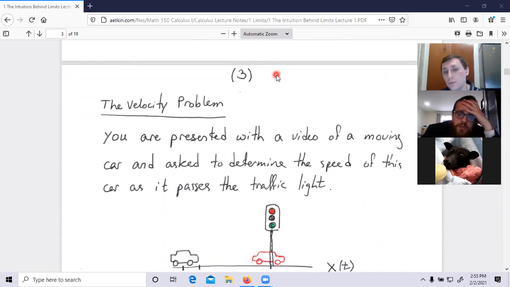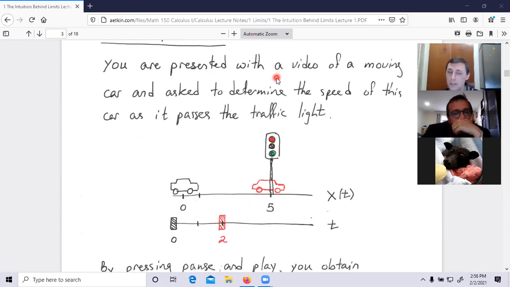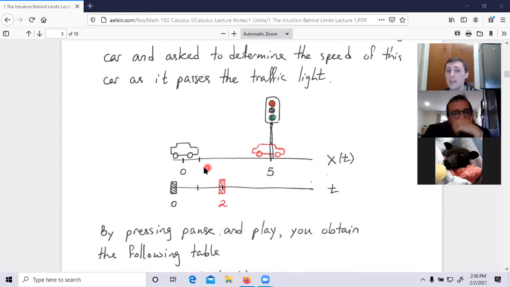And here we come to the problem that in fact, we do need to divide by zero. Even though it's undefined, we need to divide by zero, okay? And here is the velocity problem of calculus. You are presented with a video of a moving car and asked to determine the speed of this car as it passes the traffic light. You understand the question? So you have a video. The camera is filming what's happening here, and this car is moving. And the question is, how would you verify the speed of this car when it passes the traffic light?